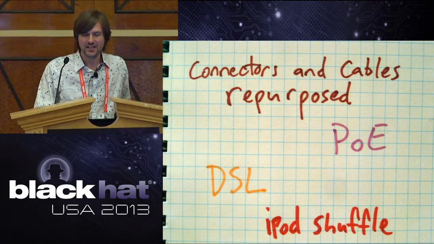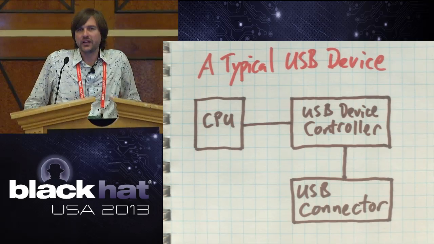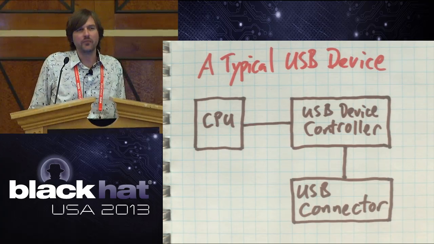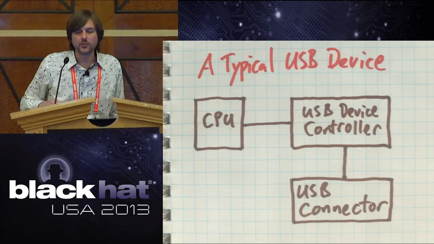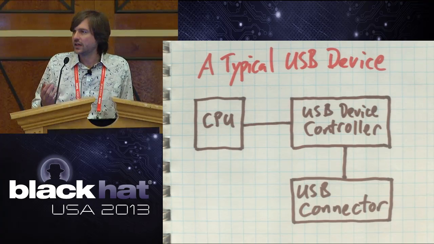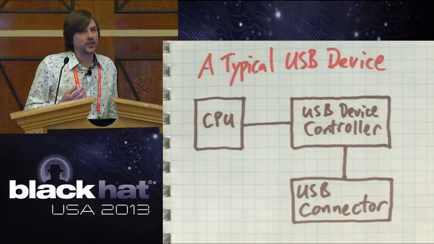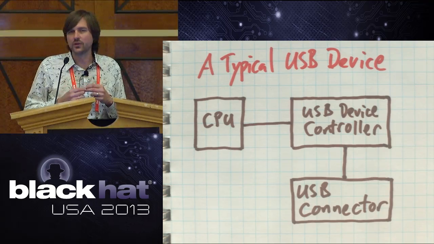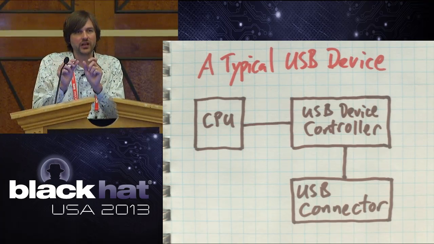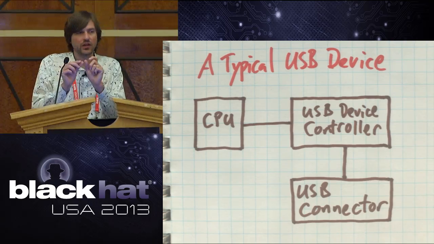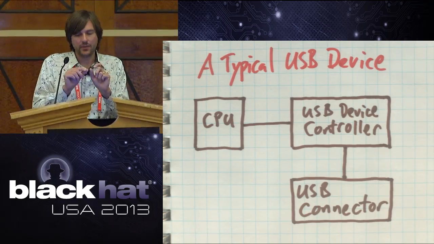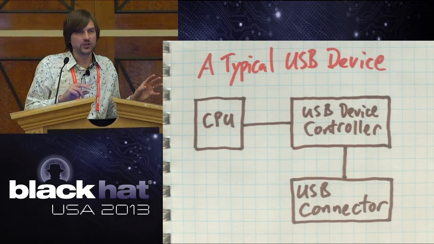All right. So a typical USB device, and USB is what we've been focusing on primarily with this work, has something called a USB device controller, an integrated circuit that is what actually runs the USB connection. So you'll have a connector on a device, and then there's a USB device controller attached to the connector with a few traces on the printed circuit board. And then it talks to some CPU.